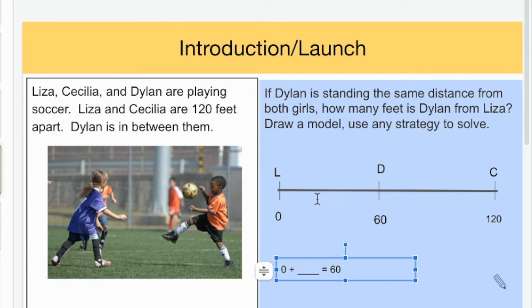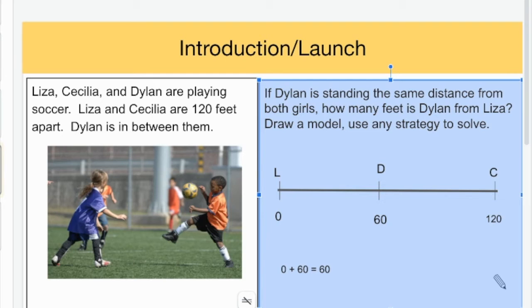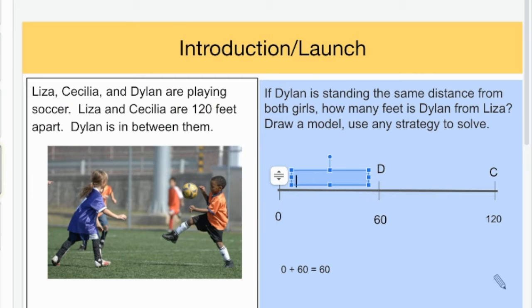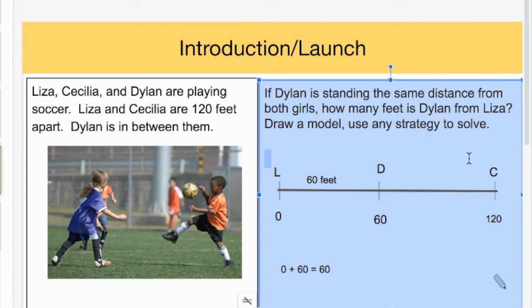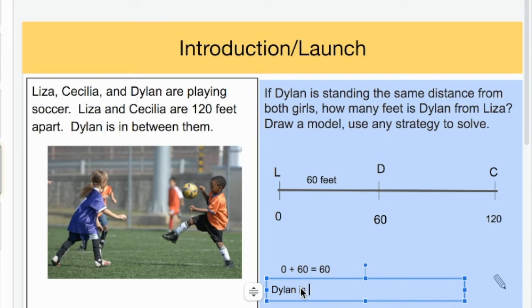I need to figure out what's the difference, what's the distance between Liza and Dylan. If you have nothing and you add 60, 0 plus 60 equals 60. So that means between Liza and Dylan, there are 60 feet. That is the answer to the question. I can even write that in a sentence. Dylan is 60 feet away from Liza.